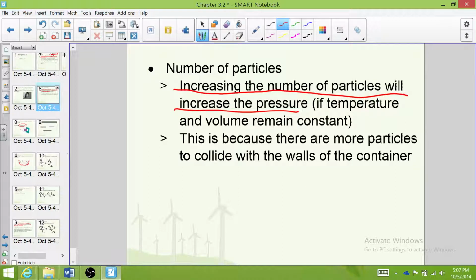This is like trying to blow inside a 2-liter soda bottle. If you keep blowing and blowing and blowing air in there, you're putting more and more and more particles in, and eventually it's going to be really hard to push more air in because the pressure is going to be a lot, and your lungs won't be able to add even more pressure.